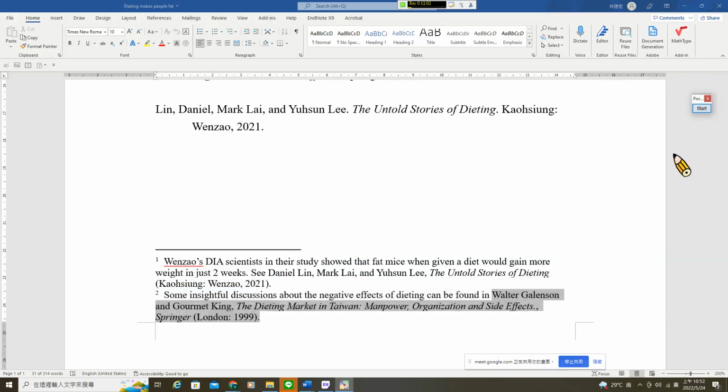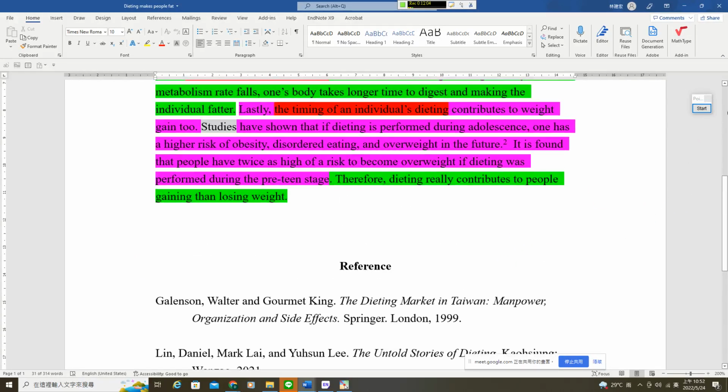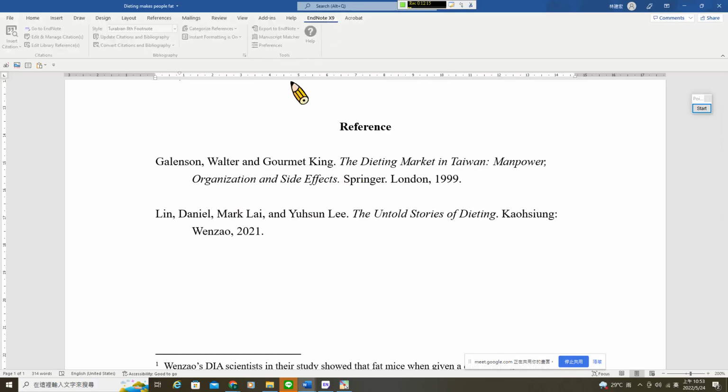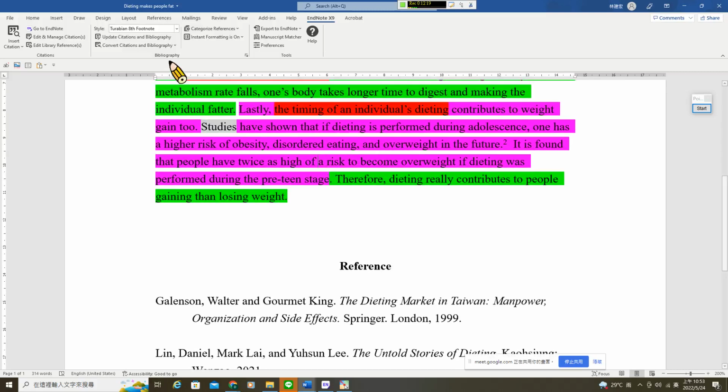And the third issue I want to talk to you about is the place you should put your reference. Of course, the reference list can be produced automatically by the EndNote program. This EndNote program can do this. For example, we can update citations and the bibliography, and this will be changed. So let's update it one more time.